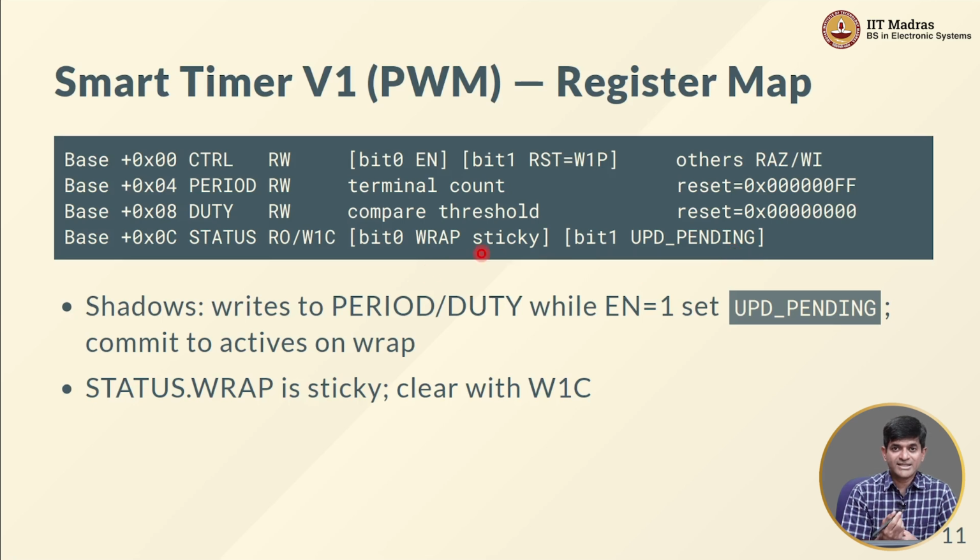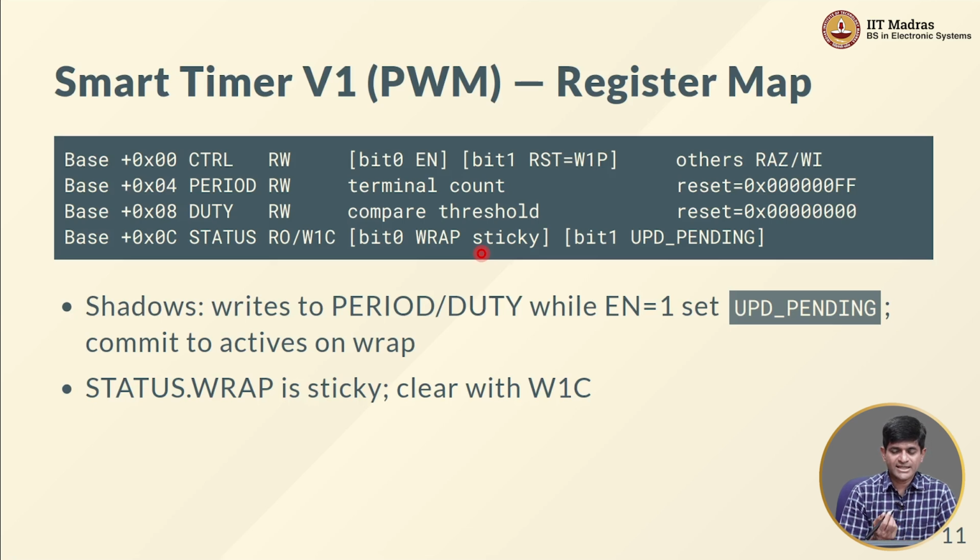Wrap on the other hand is a sticky bit. What it says is, once I get a wrap pulse, even if I get another wrap pulse, it does not matter, the bit is going to remain as 1, which is a little confusing. Then what should I do? How do I tell it, okay fine, I know that you have finished wrapping around, now go back to 0? We put that under software control.